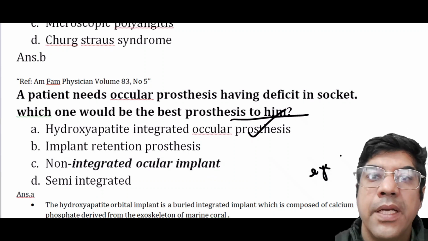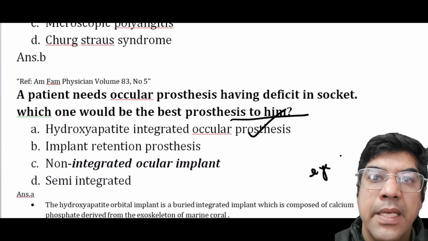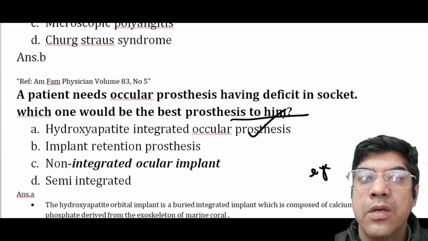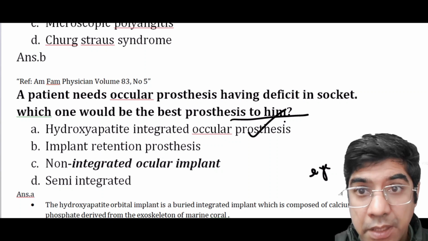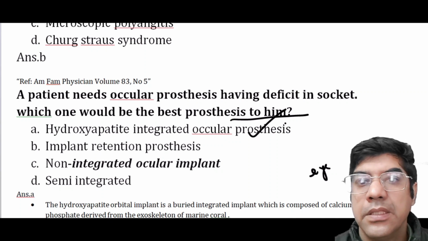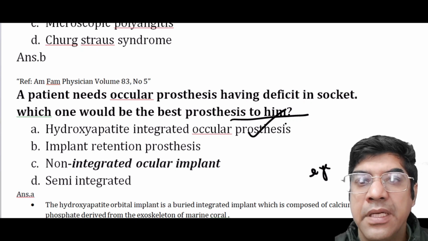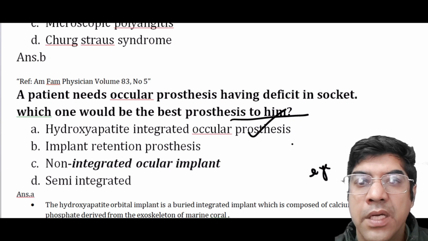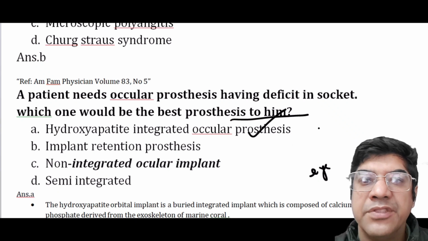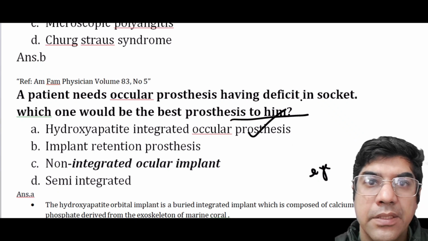Hydroxyapatite is a biocompatible material that is derived from marine coral. It is inert, non-toxic and non-allergic. The hydroxyapatite implant is considered an integrated implant as it becomes integrated with the surrounding orbital tissues. Fibrovascular tissue growth occurs in the pores of the hydroxyapatite, which promotes stability and integration.